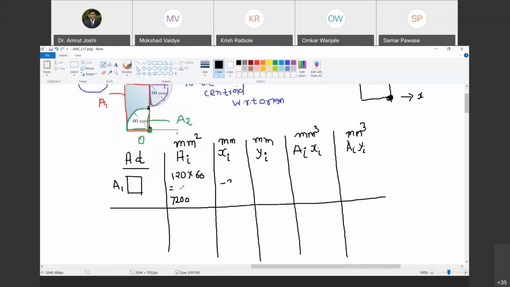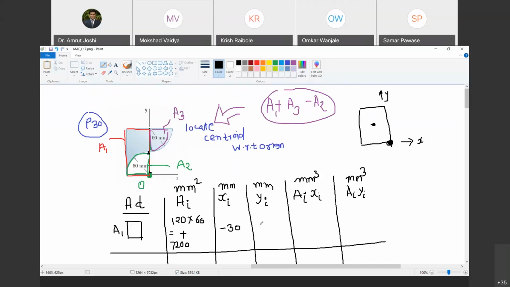And what is the sign of this area? It is additive, therefore plus. Plus. Minus 30. And what is yi? Chalo, bolo. Plus 60. So what is AI xi? Minus 30 into 7200. Tell me. Sir, 216000. 216000. Very good. What is AI yi? Tell me. 7200 into 60. 432000. Are you with me? चलो.